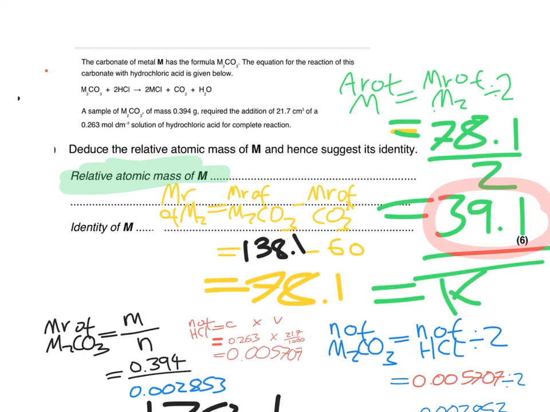Now obviously it can't be selenium. Selenium would be very unlikely to form this compound, but they would still gain a consequential mark, which just shows you that even if you get a question wrong, just keep going, even if it's not making sense, because you can still gain consequential marks. If you ever see the word consequential, that's what that means. Okay, so the answer is potassium, I think that's everything, fantastic.